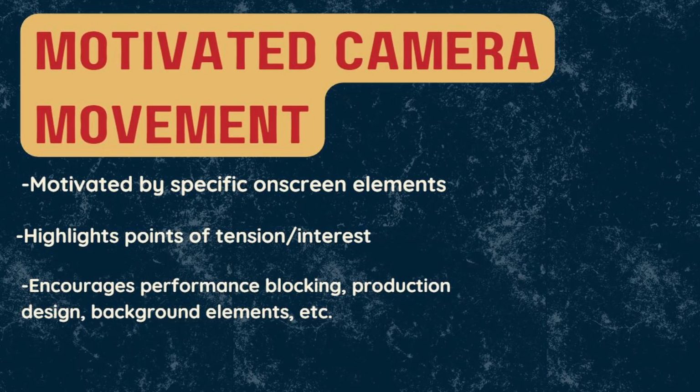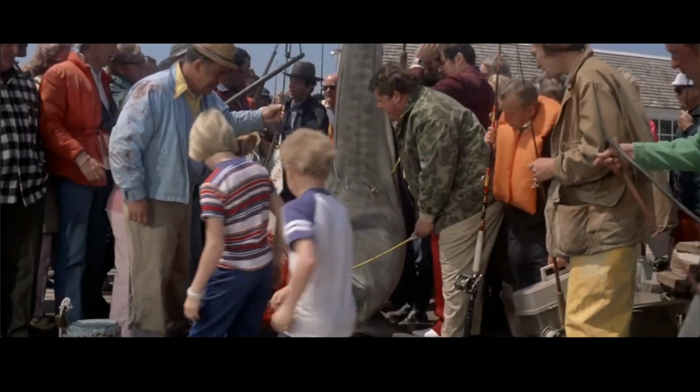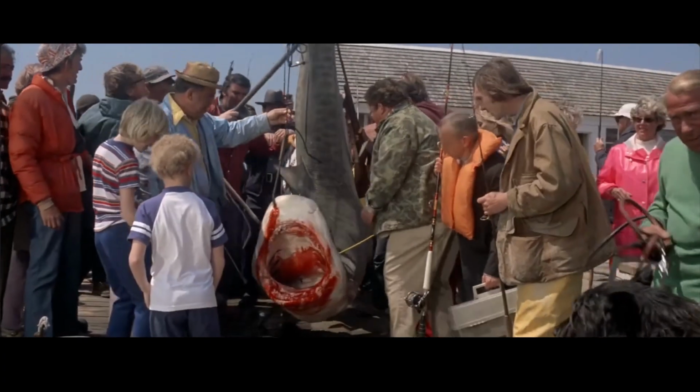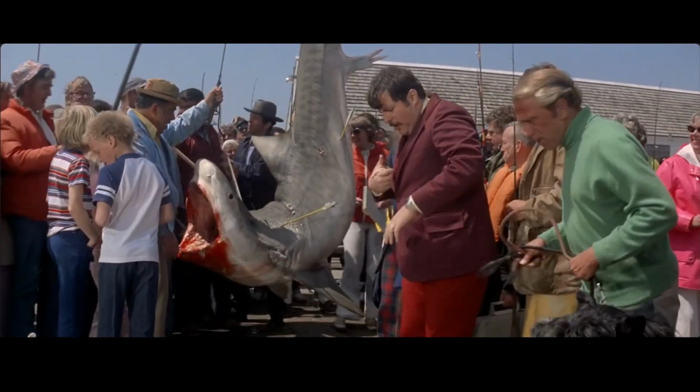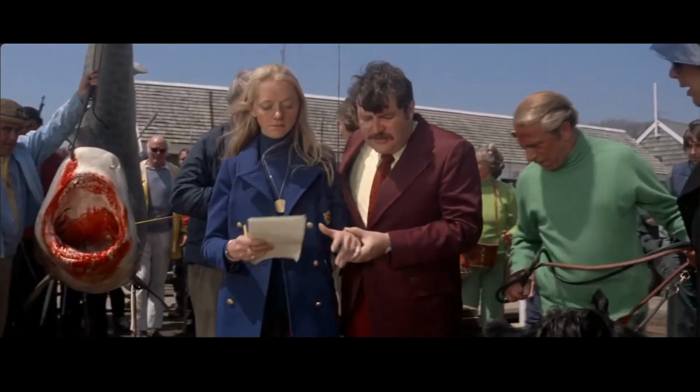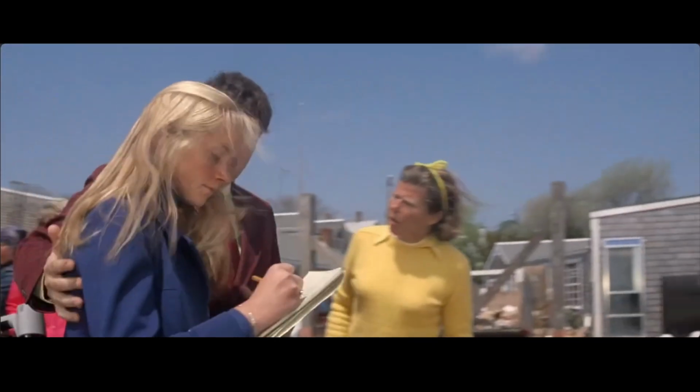Of course, everyone's got to spice it up with the occasional neutral shot, but all of his camera movement is specifically motivated by something on screen. This is used to highlight things like points of tension, and even goes further to encourage performance blocking, production design, background elements, and so on. Something I like that doesn't necessarily have everything to do with camera movement is how he leaves in little background elements that don't necessarily serve the story, but it helps to build up the world around the characters.